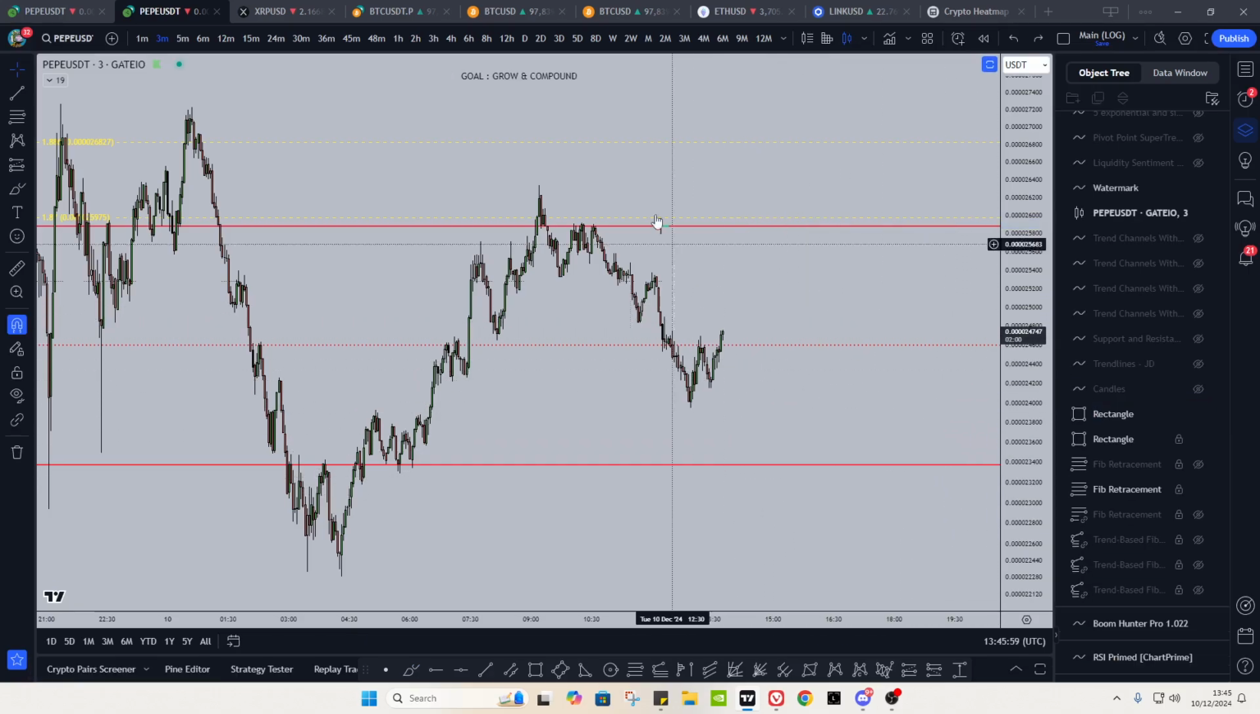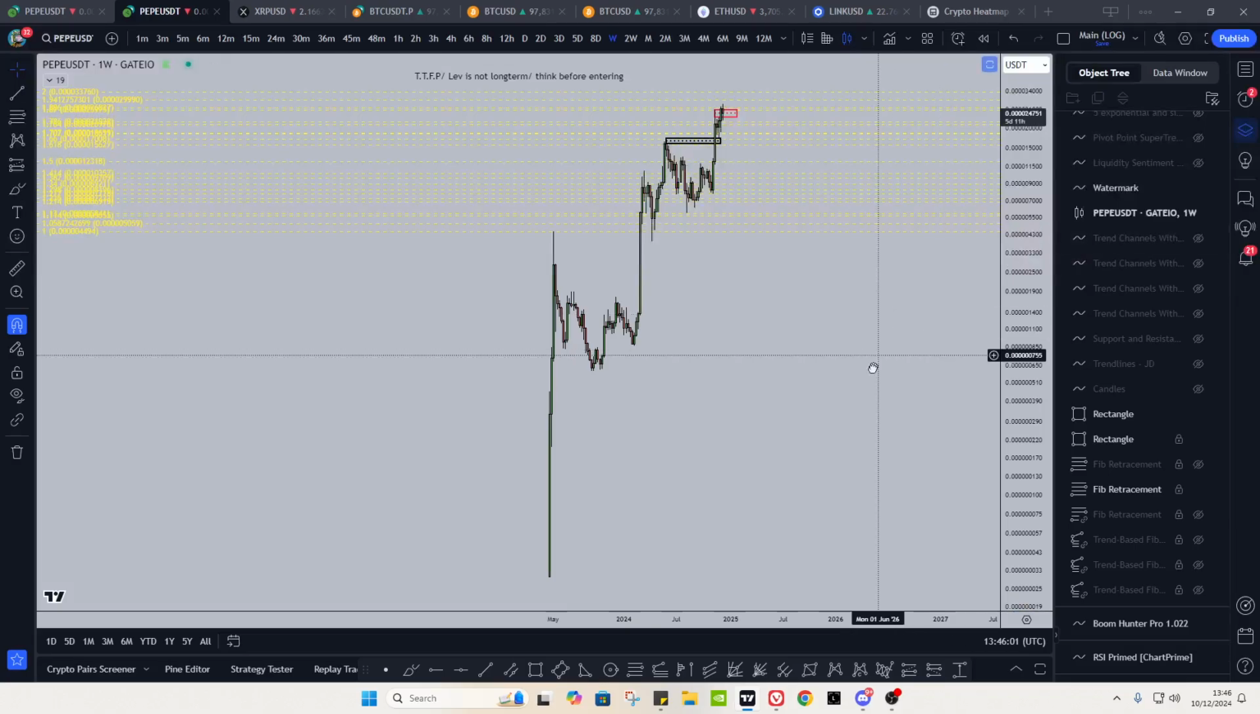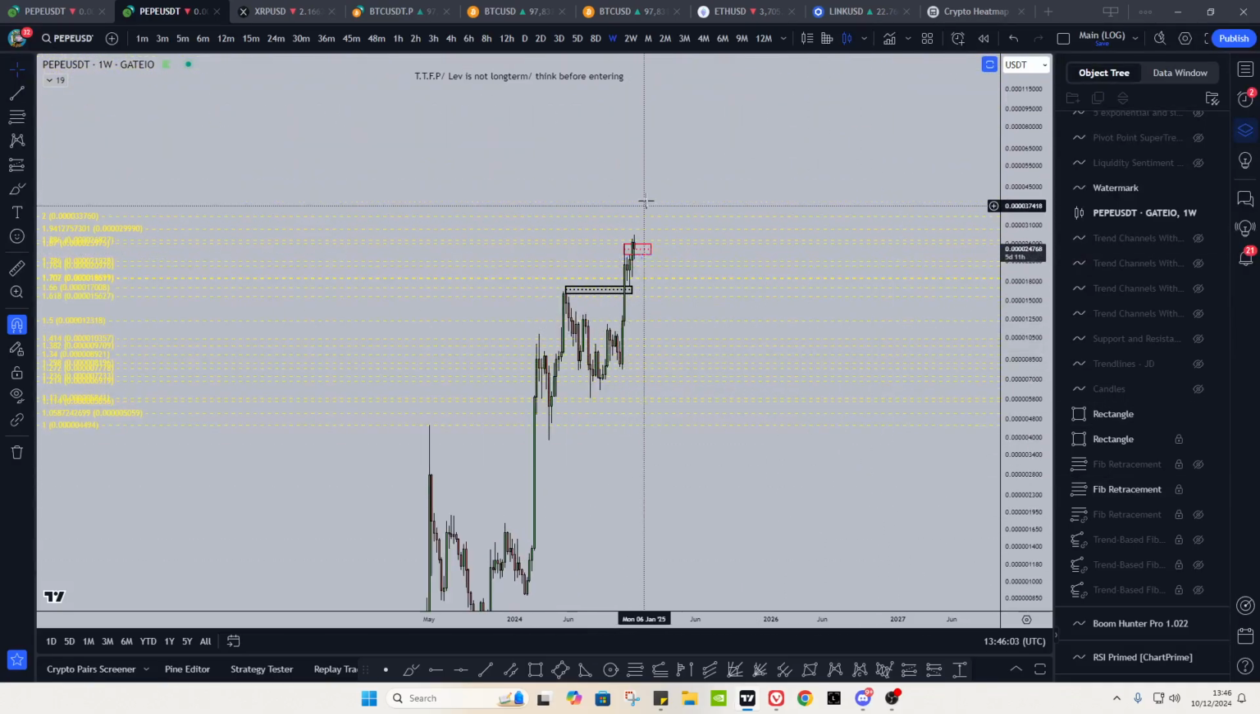But ultimately, this is in price discovery, so this looks good for higher. There's no weakness in this right now. This definitely looks good for higher. I don't think the top is in or anything like that yet for Pepe.